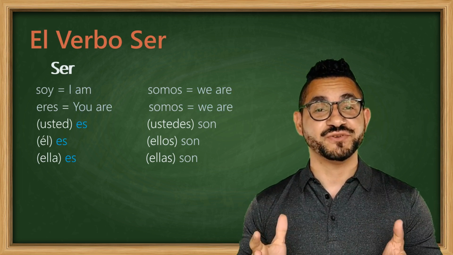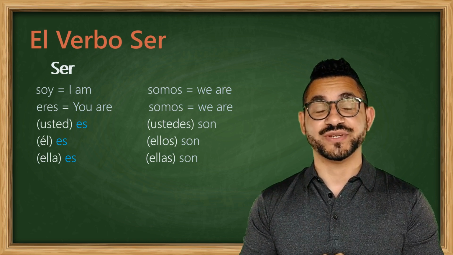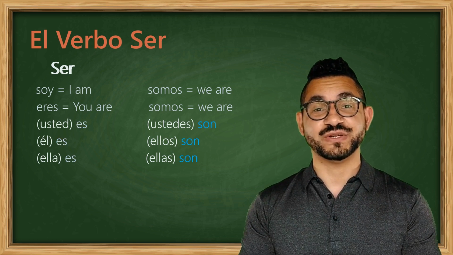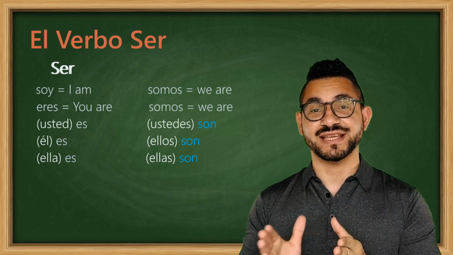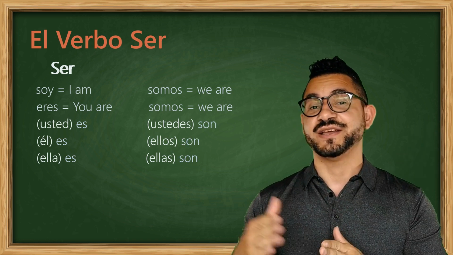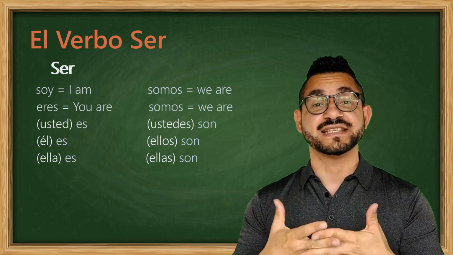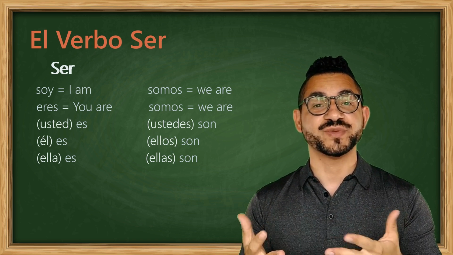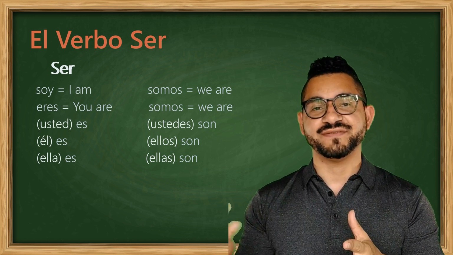But I'm sure you've noticed that the verb es is used by three different pronouns. The pronouns usted, él, ella. Same case with the verb son, which is used by three different pronouns. Ustedes, ellos, ellas. They're both in the third person. In this case, it is important and necessary most of the time to indicate who's performing the action. Therefore, you will have to use the pronoun before or after the verb.